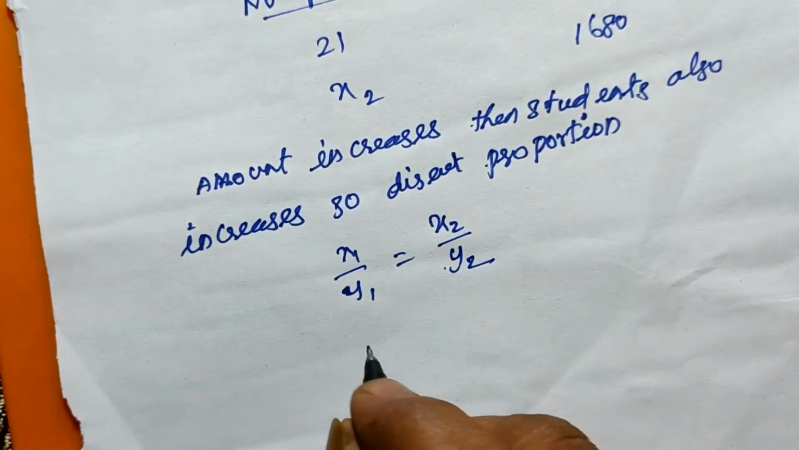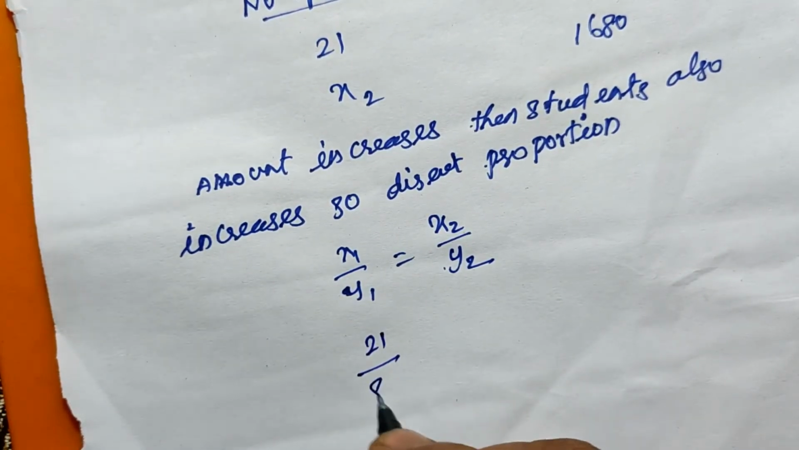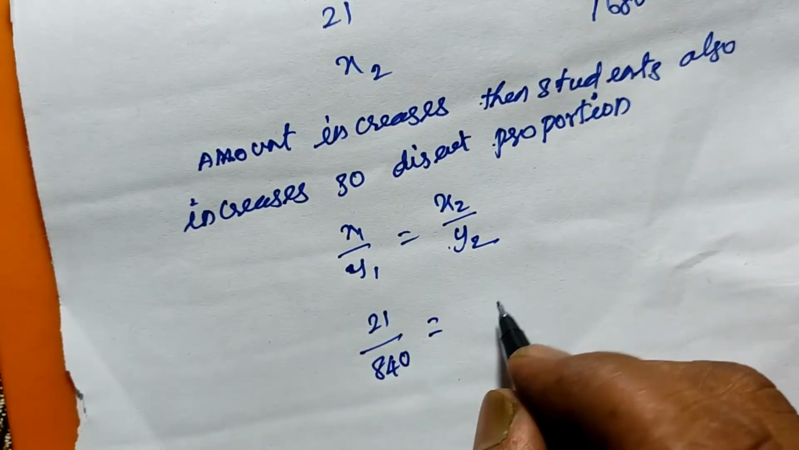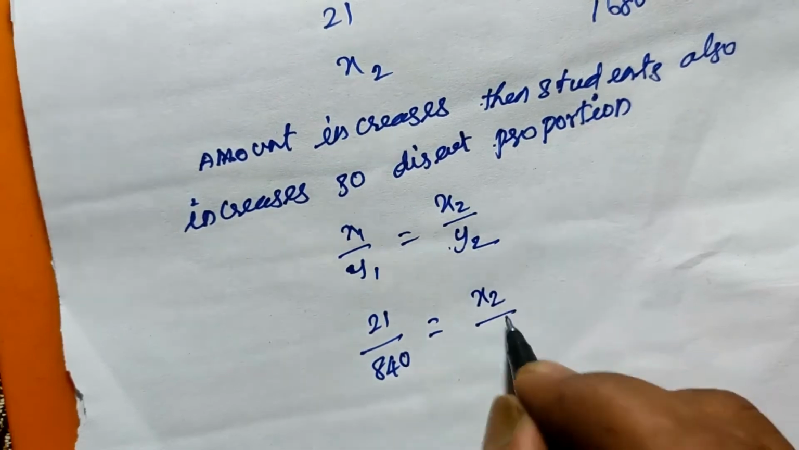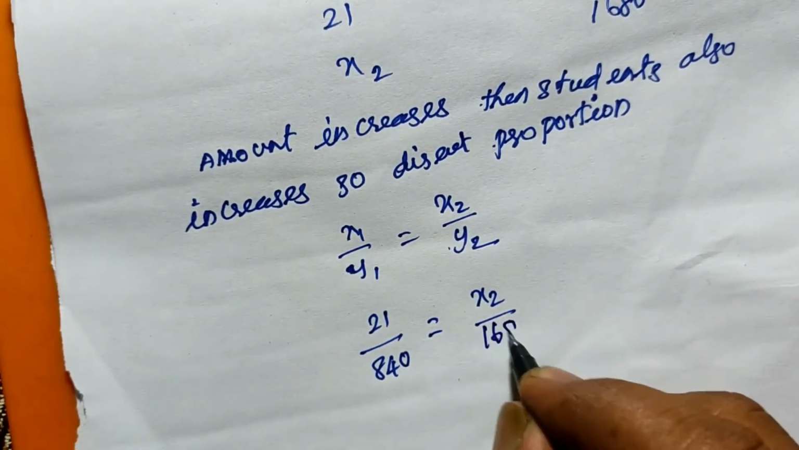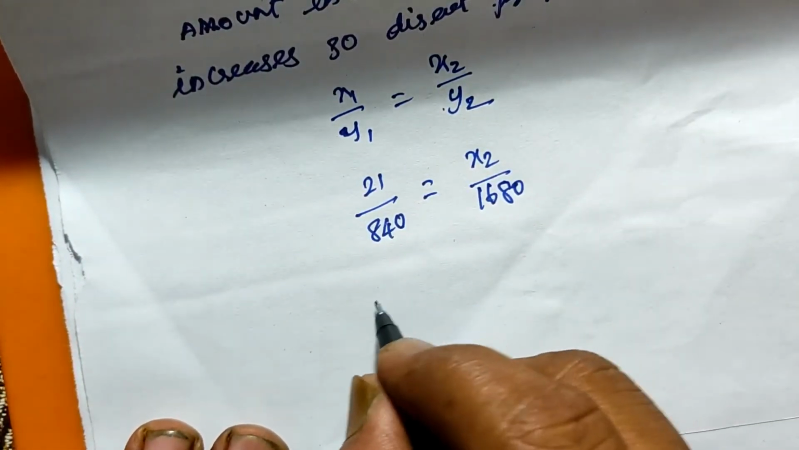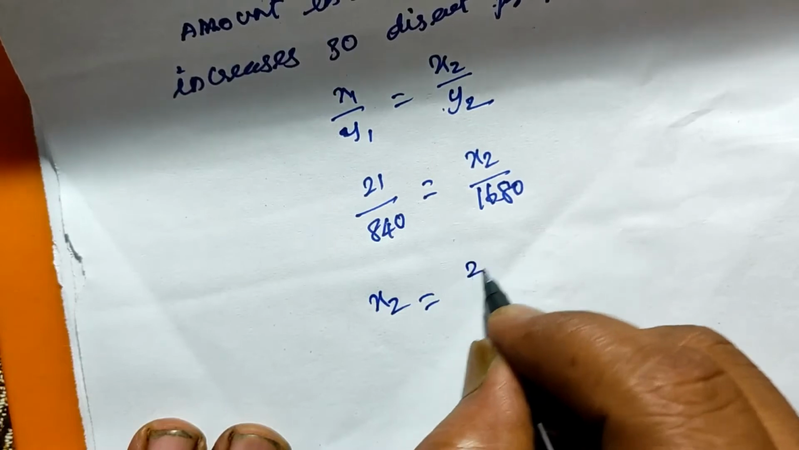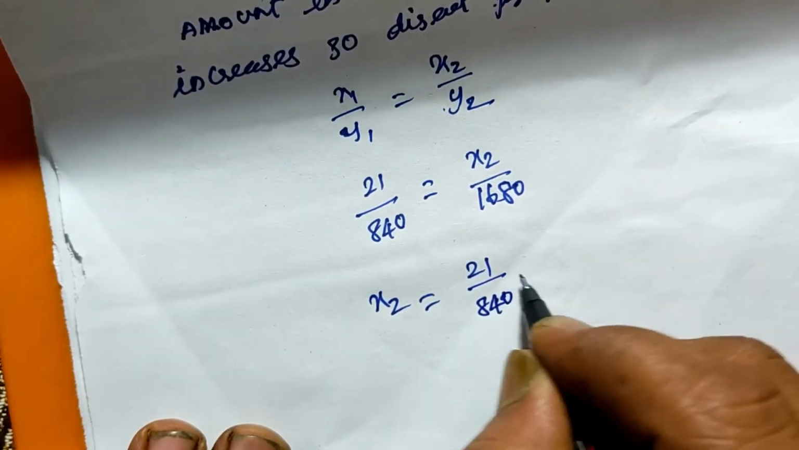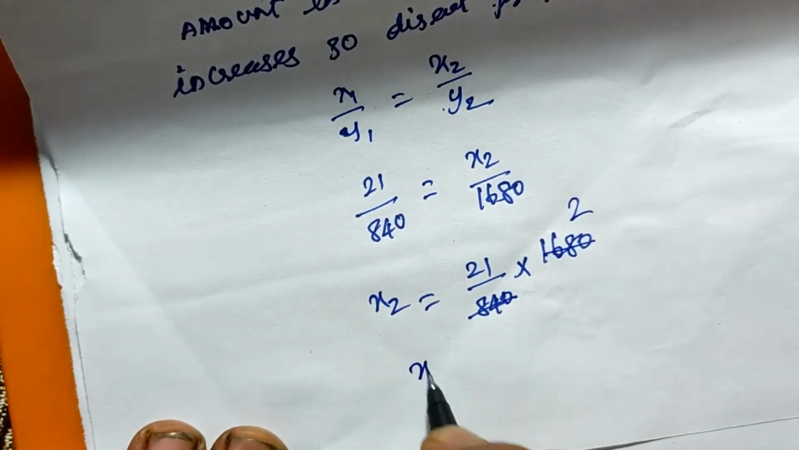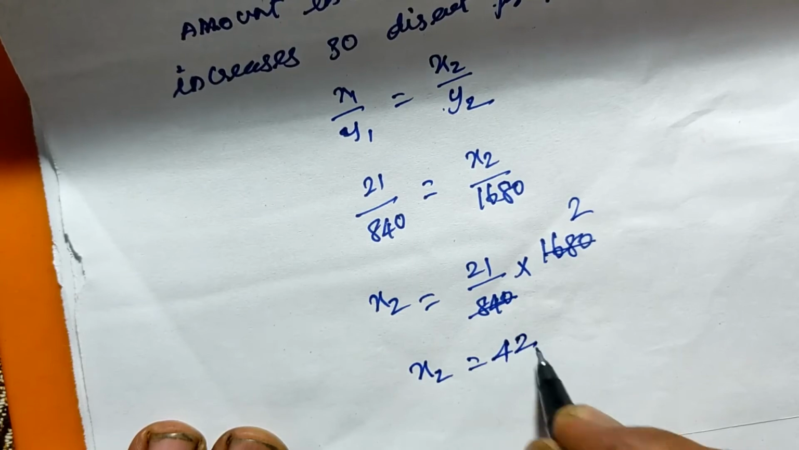x1, what is that? 21 divided by 840, equal to x2 divided by 1680. Now here, x2 equal to 21 divided by 840 into 1680. If we cancel this with this, 2 times, so the total is 42 students. 42 students, right?